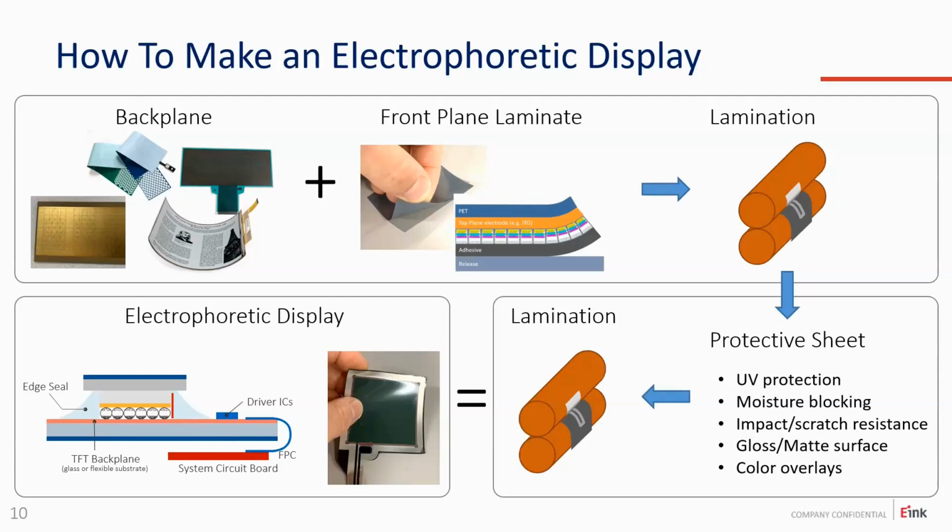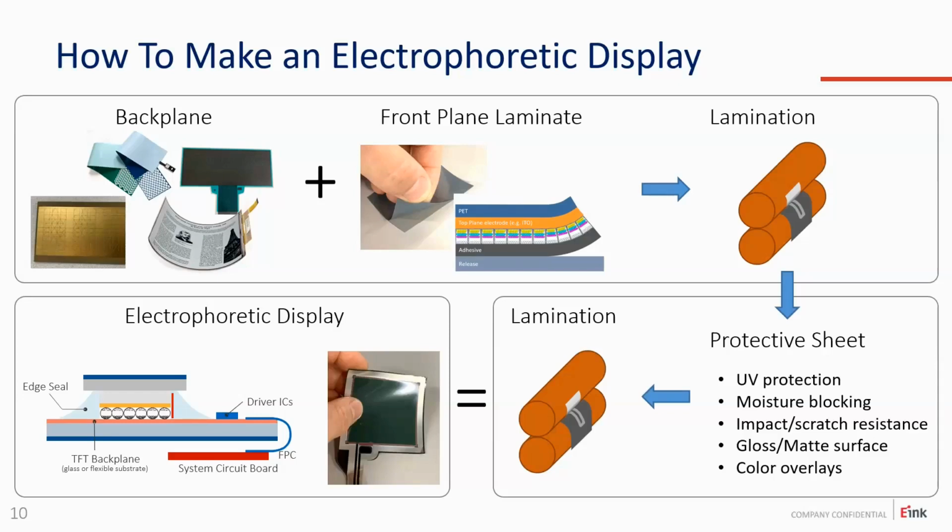Then you need a second step, where you laminate what we call a protective sheet on top. And this is for UV protection, moisture blocking, not moisture blocking like you see in OLEDs, where you need a very tight oxygen and vapor control. But in our case, it's more food packaging. You need to keep it in a certain humidity range. Otherwise, it doesn't switch well anymore. So you laminate that on top, and then you have an electrophoretic display.